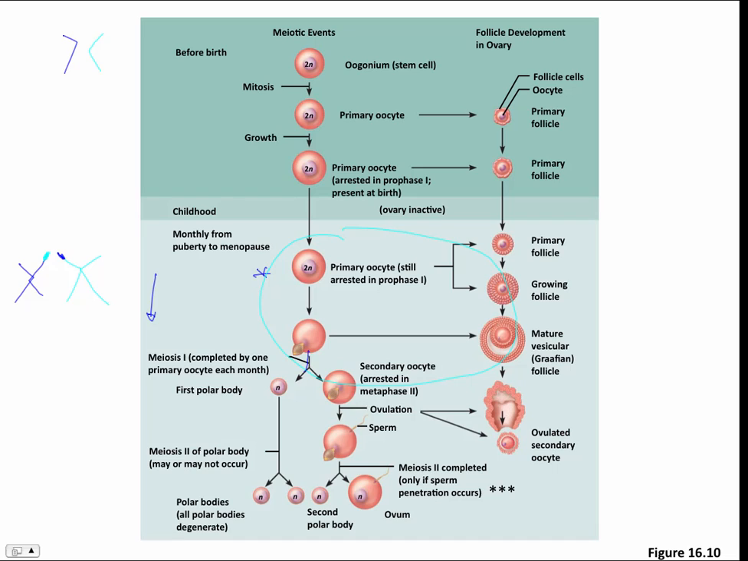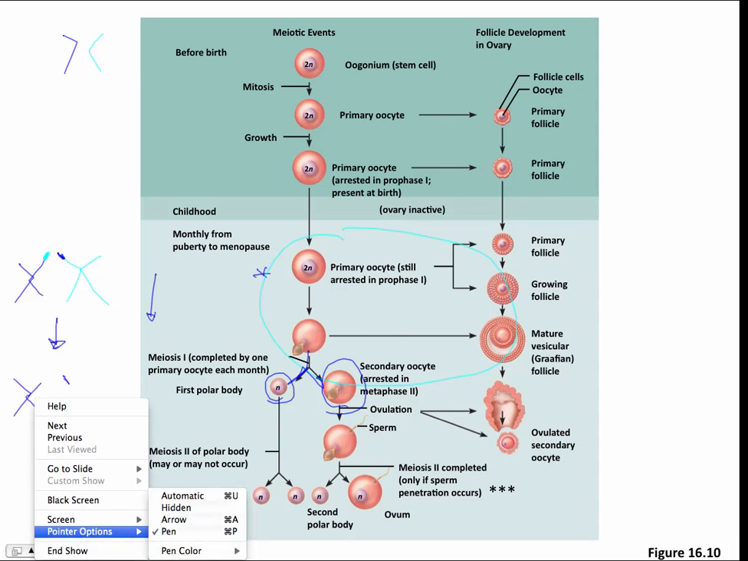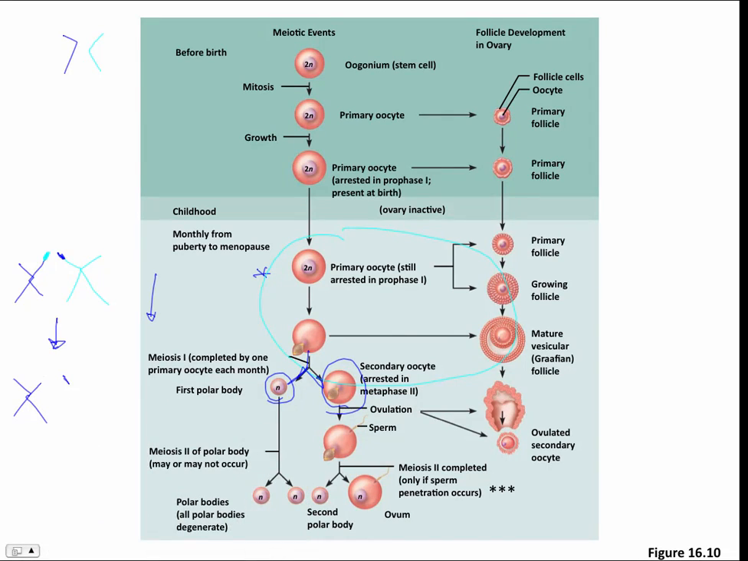So at the end of meiosis 1, we have this polar body and the secondary oocyte. So this is going to form the first polar body, and here is your secondary oocyte. So secondary, and that's your first polar body. Now this is, again, a stage that's arrested unless you have fertilization.